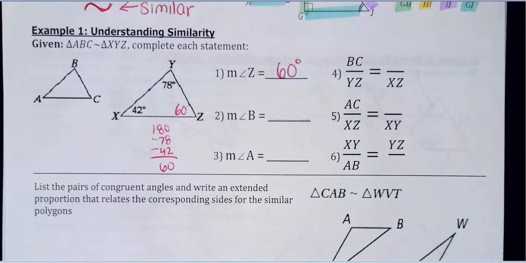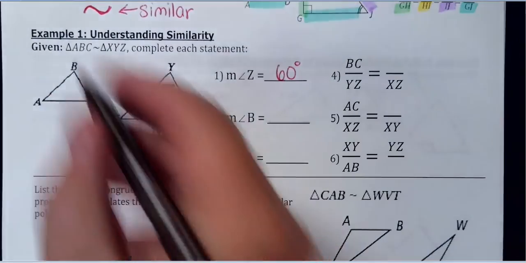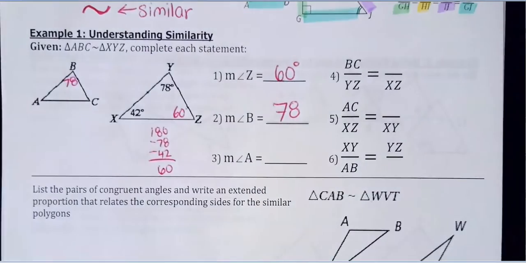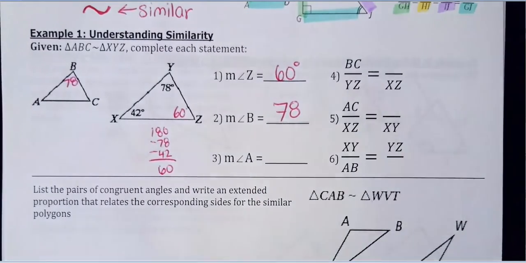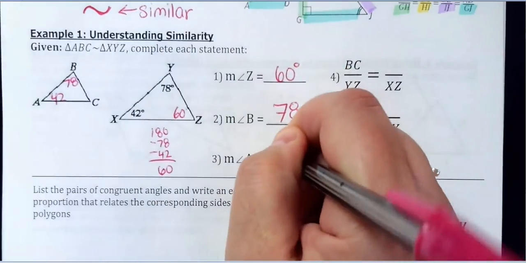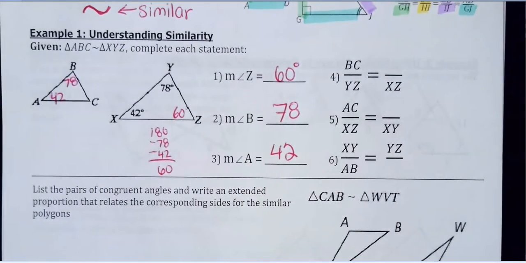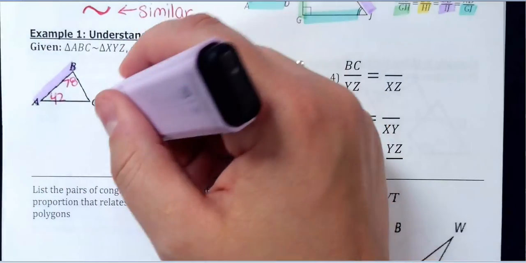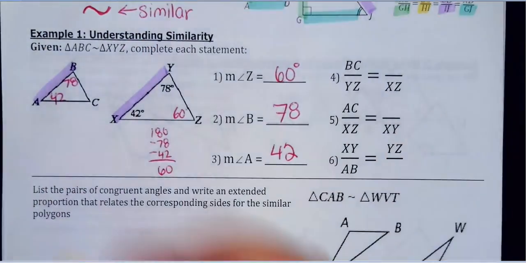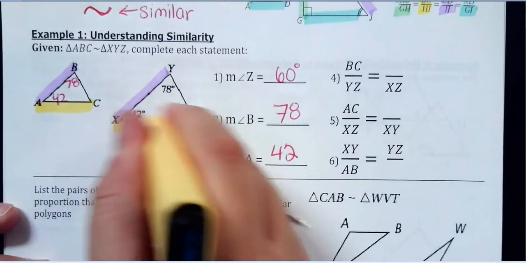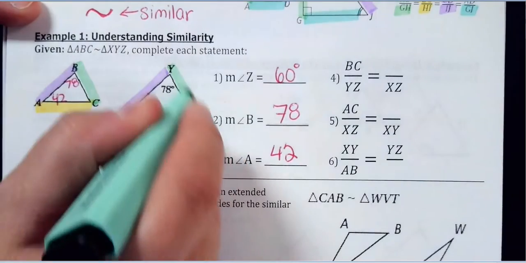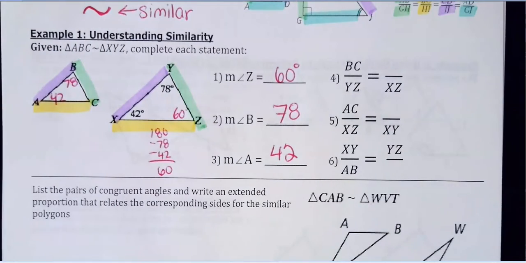Do you see that B and Y are in the same spot? So if Y is 78, B is 78. What would you tell me for angle A? 42. They're just going to match up. Now, the sides are a little different. We can't actually have any numbers here, but we can set up proportions. I'm going to color these real quick. AB goes with XY. AC goes with XZ. And BC goes with YZ. Sometimes if I color stuff, it's easier for people to see.